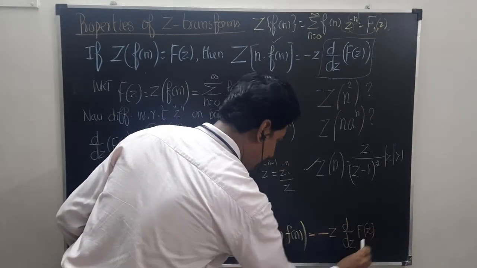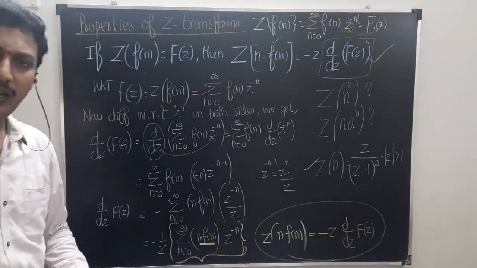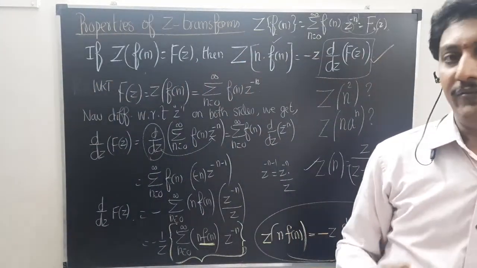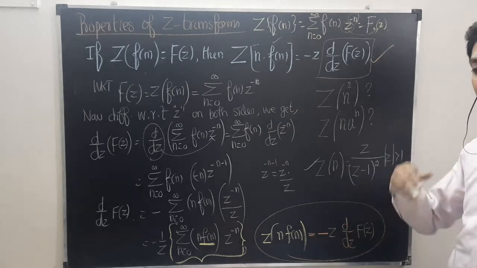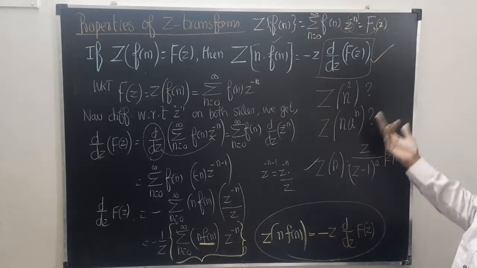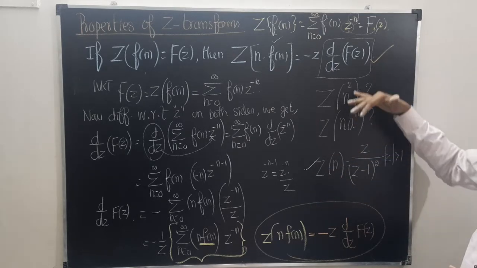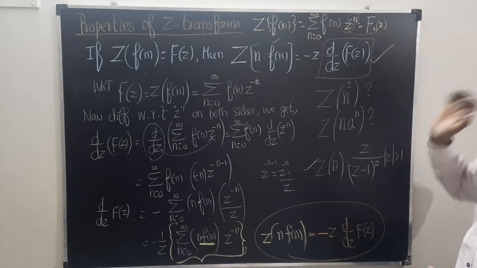So I think I got this answer, right? This is a very interesting property, because once we have this result, we can easily find the transforms of n squared, n into n minus 1, n plus 1 into n plus 2, or n into a power n, whatever. We can get the answer for these once we know this property.